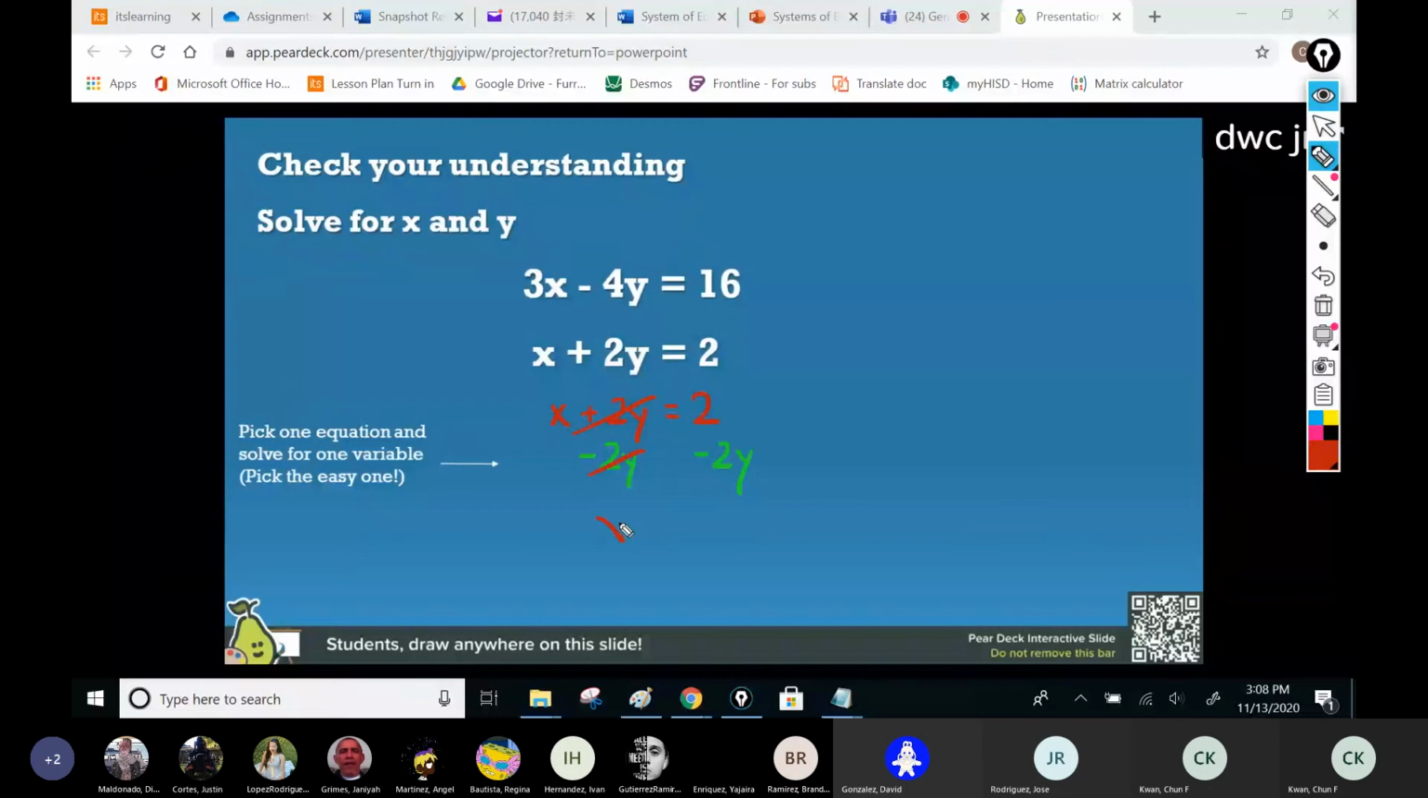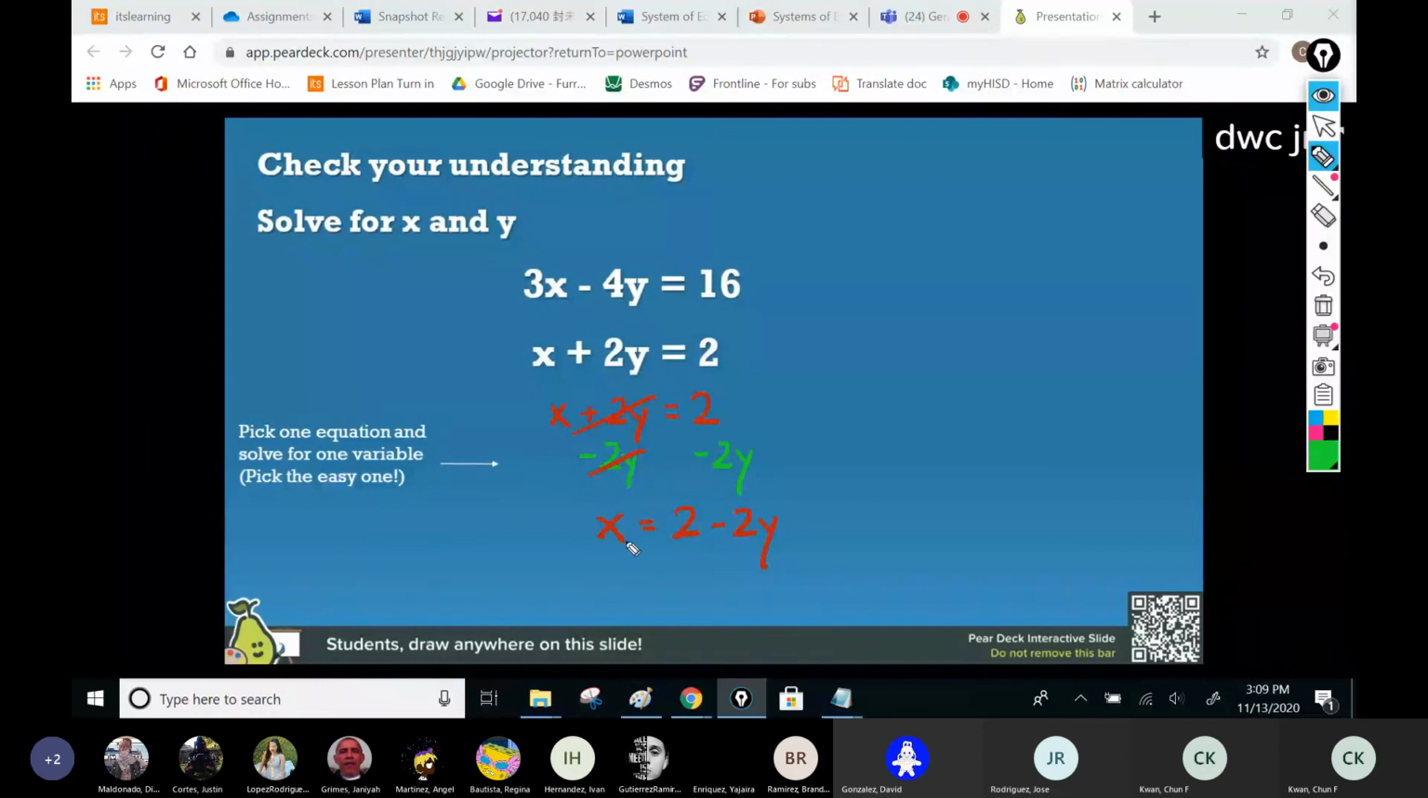Cancel out. So x equals 2 minus 2y. Let me say this again. These are not like terms. The 2 and the 2y are not like terms. You cannot try to do 2 minus 2. It doesn't work that way because one of them is a number, the other one is a variable, so it cannot be added or subtracted. You can't do anything about it. The only thing you can do is leave them alone. Just write them both out like that.